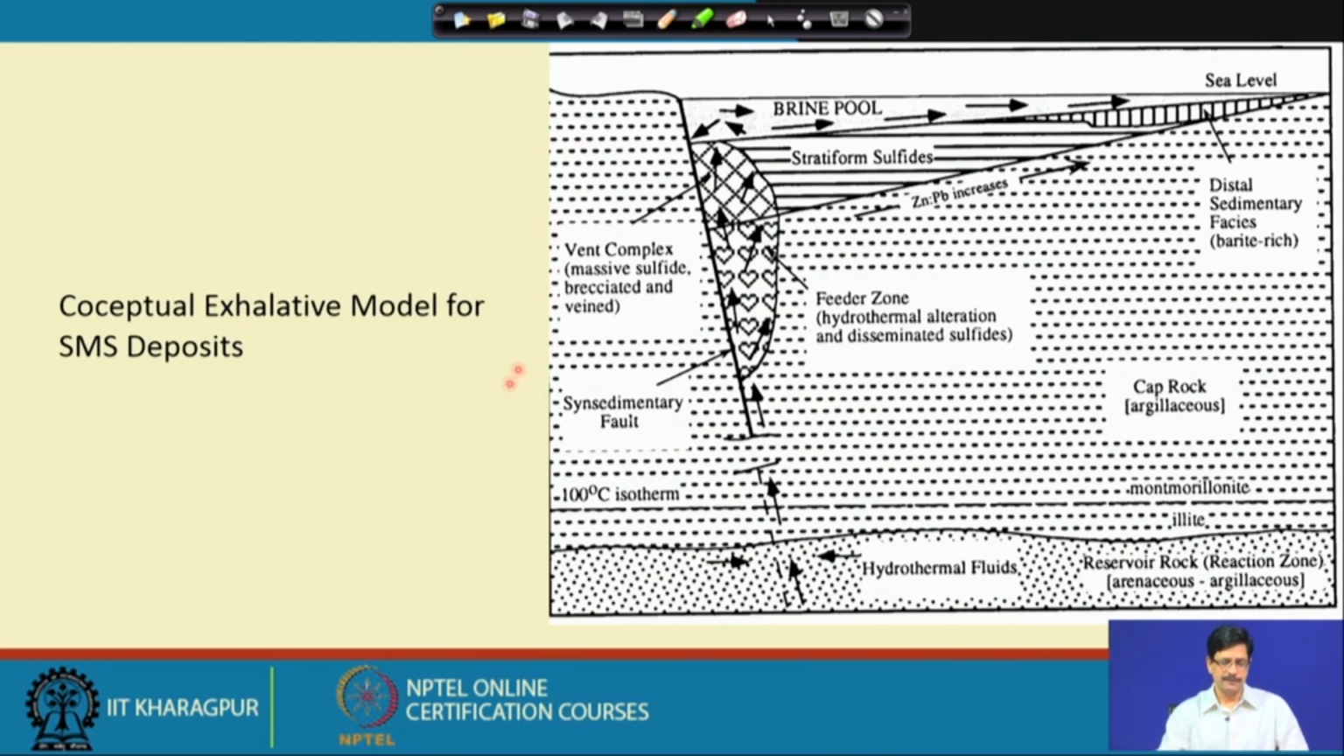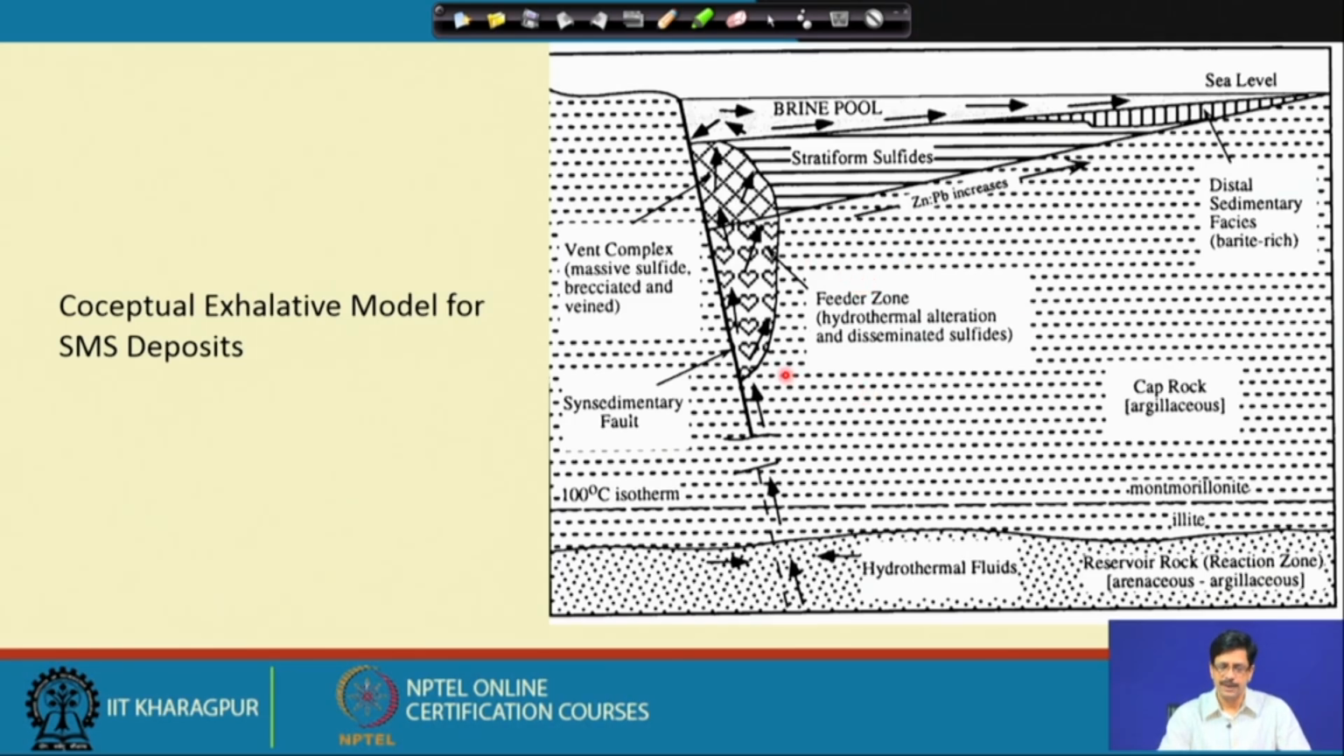So, this is a conceptual exhalative model for SMS deposits, where the hydrothermal fluid could be squeezed from the reservoir rock, which is the reaction zone. This is the hydrothermal fluid, and it will rise through the feeder zone. Hydrothermal alteration will be very moderate or subtle here, and this is the vent complex of the massive sulphide, the breccia and vent, and this is the proximal stratiform sulphide, and the distal, which we saw in the typical morphology.